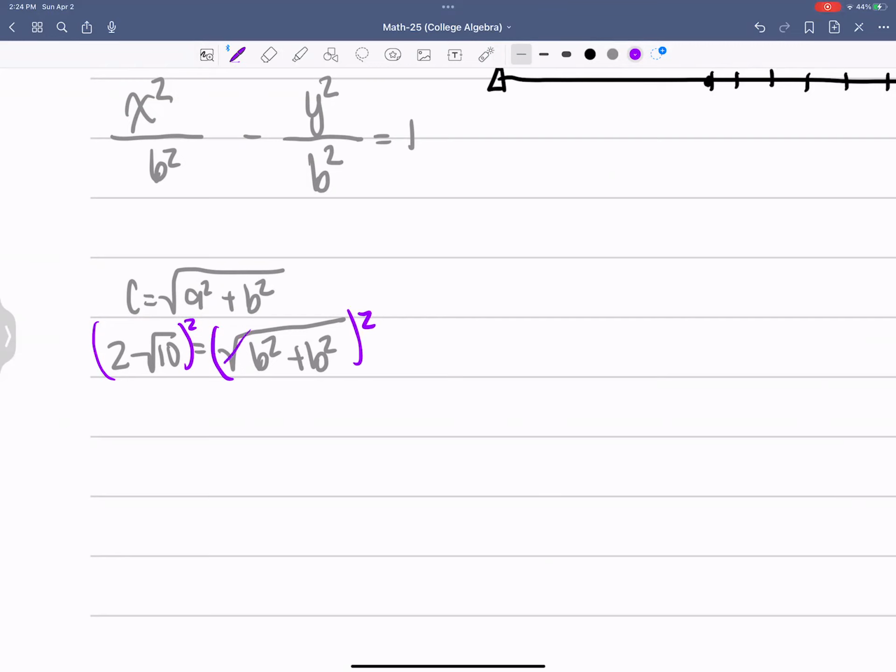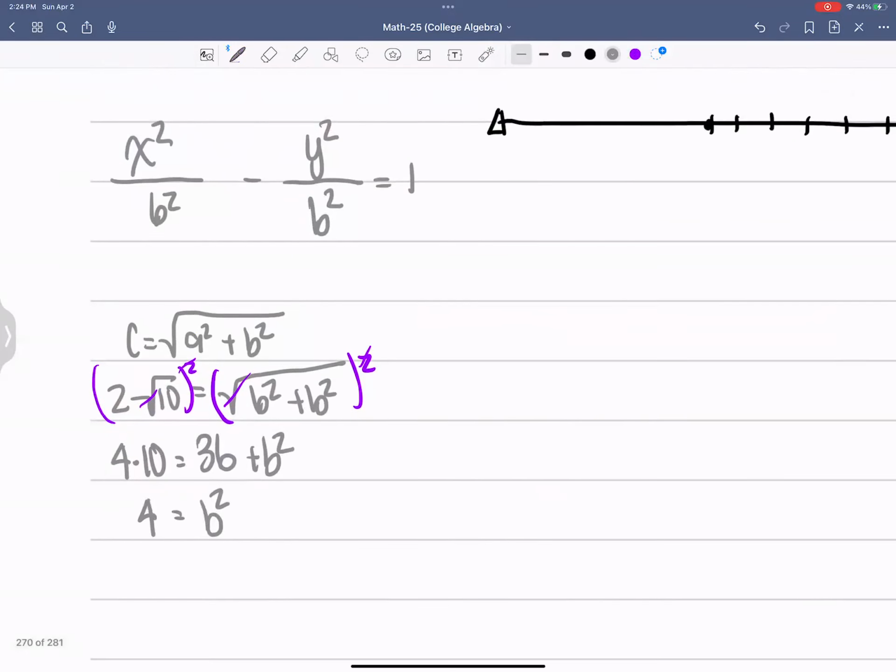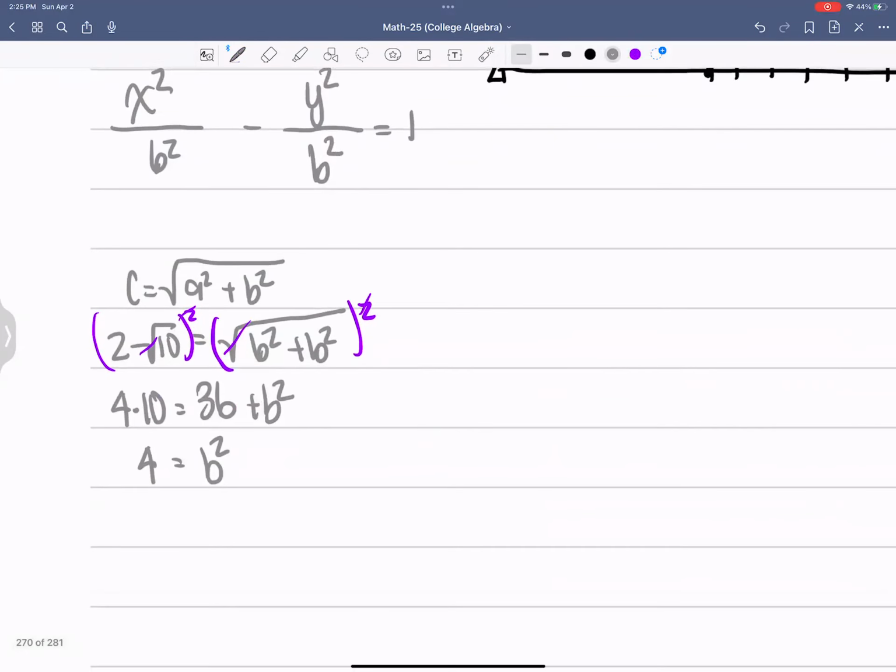So that gets rid of the roots, but we also have 2 squared, which is 4. So 4 times 10 is equal to 6 squared, which is 36, plus b squared. So that's 40. If we subtract 36 from that, we get 4 is equal to b squared. All right, it looks good. So from here, we could plug this in and see what we end up getting.